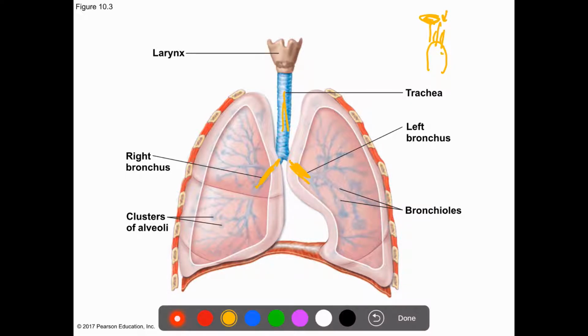They will contain also smooth muscles. They will contain cartilages, and they will keep branching. As you can see, they will keep branching into smaller portions, which we are calling bronchioles. Bronchioles have the same function as the bronchus. Both are transporting air, cleaning and warming, humidifying air. Both of them have these ciliated cells.